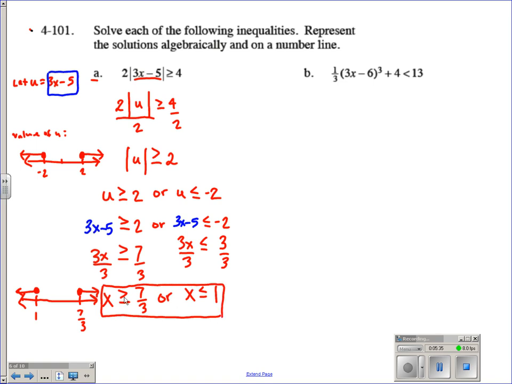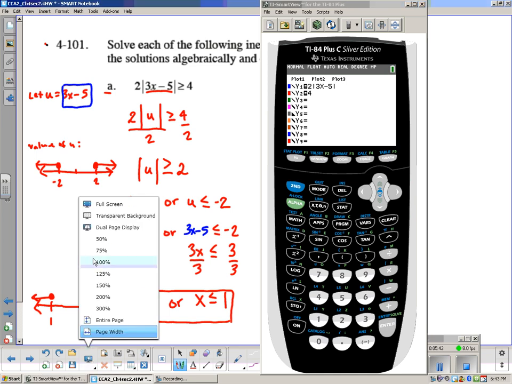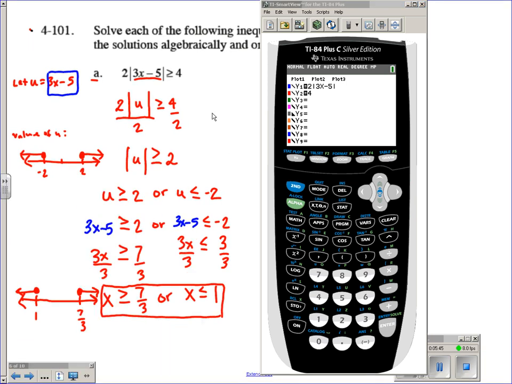Now, let's check this one on the calculator. Where did my calculator go? Let's bring it back up here. Okay, so as you see here, I have my calculator out.